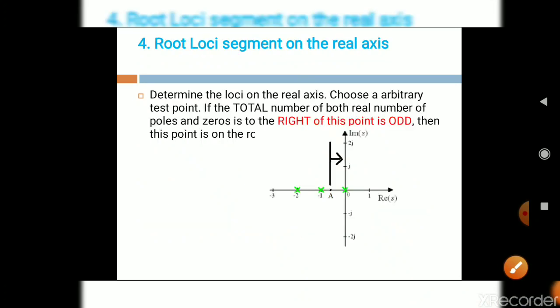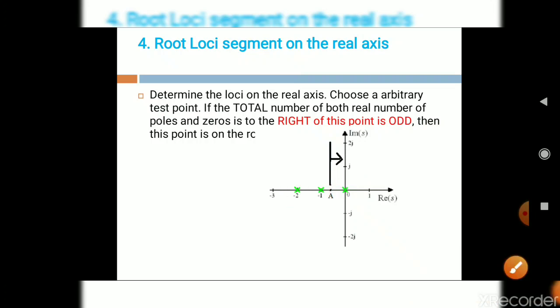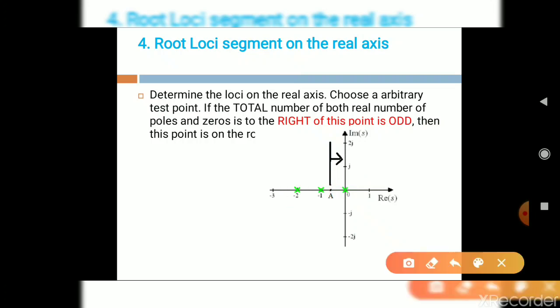Next step, root locus segments on the real axis, meaning the region on which the root locus will lie on the real axis. Okay, this step was already explained in the previous session, but we will repeat it. In order to find the region on which the root locus will lie, I first have to denote the poles and zeros on the s plane. Here we have already denoted the 3 poles for this given transfer function. Now we will consider a point A between 0 and -1.